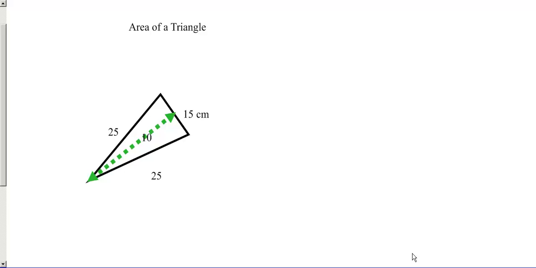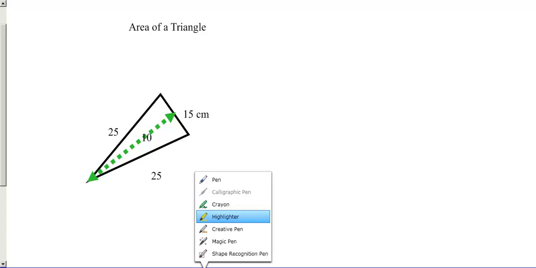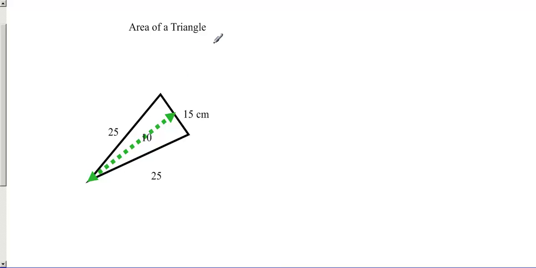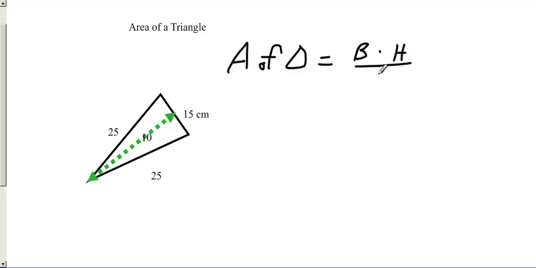Today we're learning how to find the area of a triangle. So I have my triangle set up here, and before I start I need to write down the formula for the area of a triangle. So let me get my pen on here. The area of a triangle equals base times height divided by 2.